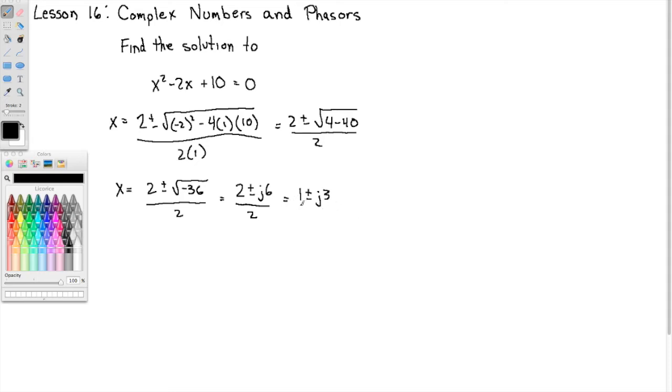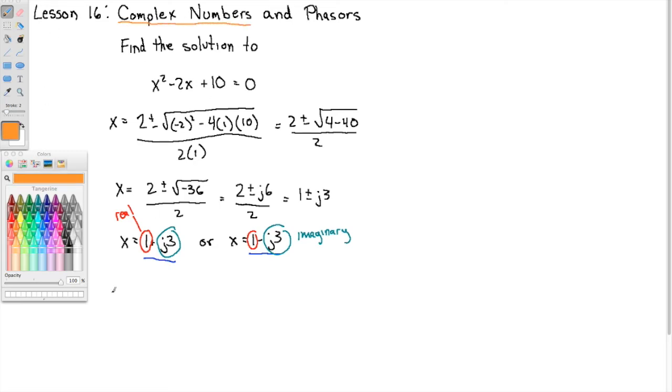Now, first of all, each solution, so x is 1 plus j3, or x is 1 minus j3, is called a complex number. And a complex number has a real part, that's the 1 in this case, and it has an imaginary part, the plus j3 here and the minus j3 here. So this is the real part, and this is the imaginary part. So in general, a complex number has a real part and an imaginary part.